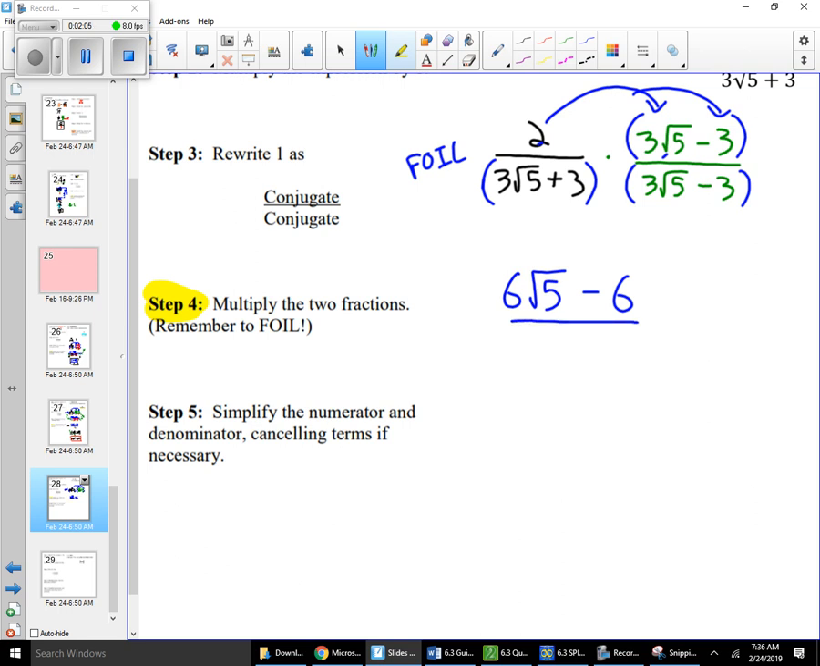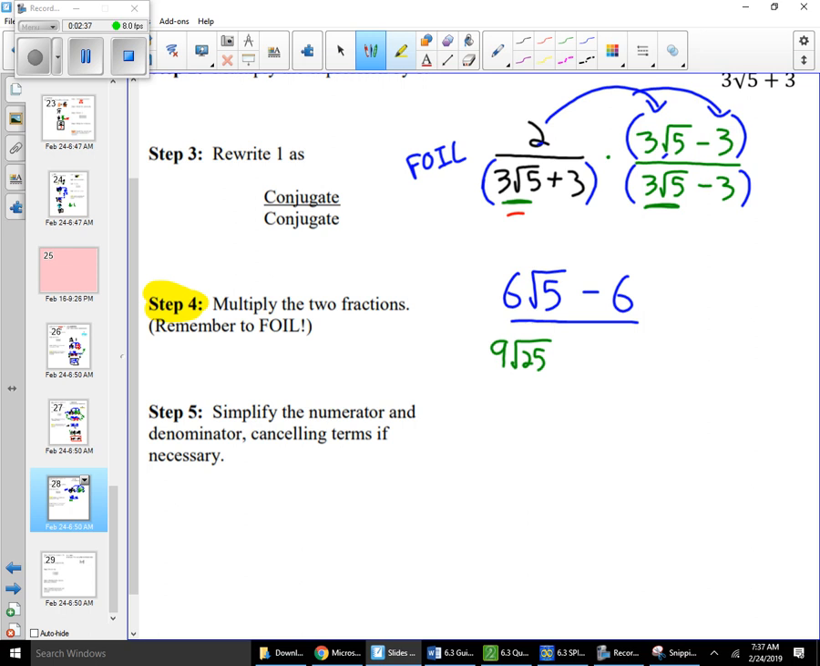In the denominator, this is our FOIL problem. First, outside, inside, last. So I'll do those first in green. I've got a 3 root 5 times 3 root 5. I'm going to go ahead and work this out in 2 steps so you can see where all the numbers are coming from. 3 times 3, the coefficients, that's going to be a 9. And then root 5 times root 5 is root 25. We'll simplify that once I get that whole denominator written out.